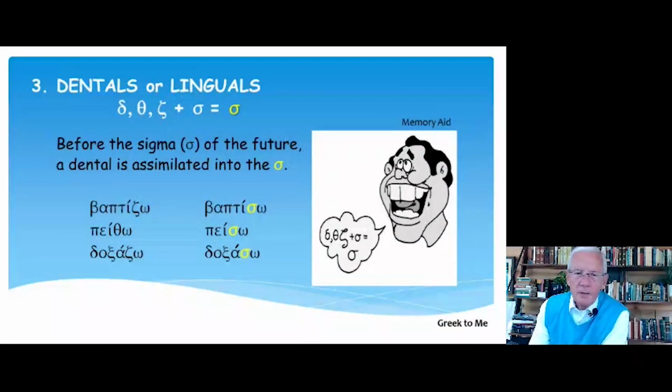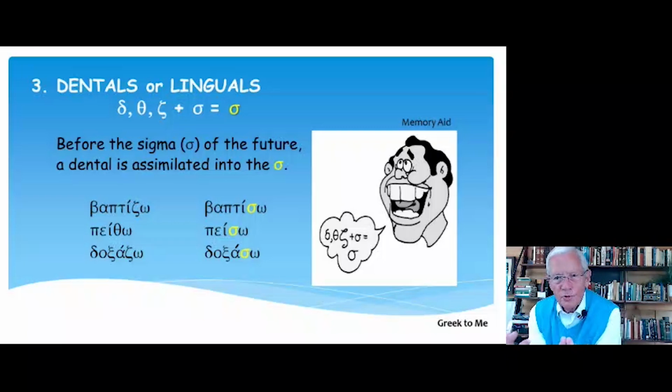And finally, we have what are called the dentals or the linguals. They're called dentals because they're said with your teeth, linguals because your tongue pushes up against your teeth. Say those letters together. Delta, theta, zeta. Did you feel your tongue move up against your teeth?